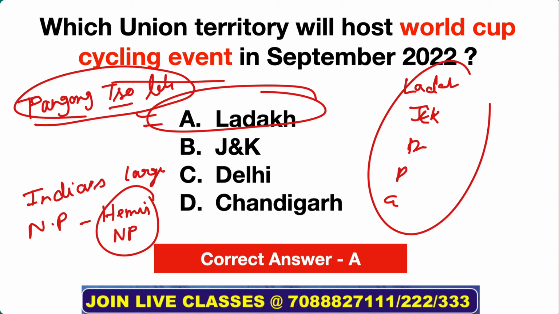And why is Pangong So Lake so famous? Because the water of this lake has the ability to change its shades of blue to green to red. It's popular for its color-changing ability. There was a point when India and China soldiers got into conflict, and India killed around 40 soldiers of China. Brave moment for India. So the correct answer is Ladakh. Next question.